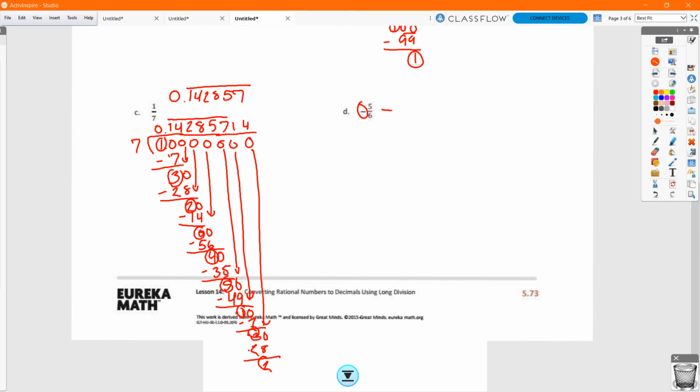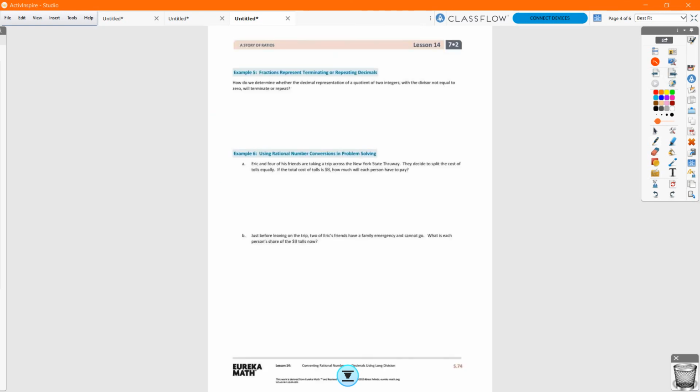I'm not going to do D, negative 5, 6. It's not worth it, we've already seen plenty of these examples. Okay? Let's see. Example 5. How do we determine whether a decimal representation of a quotient of 2 integers with the divisor not equal to 0 will terminate or repeat?